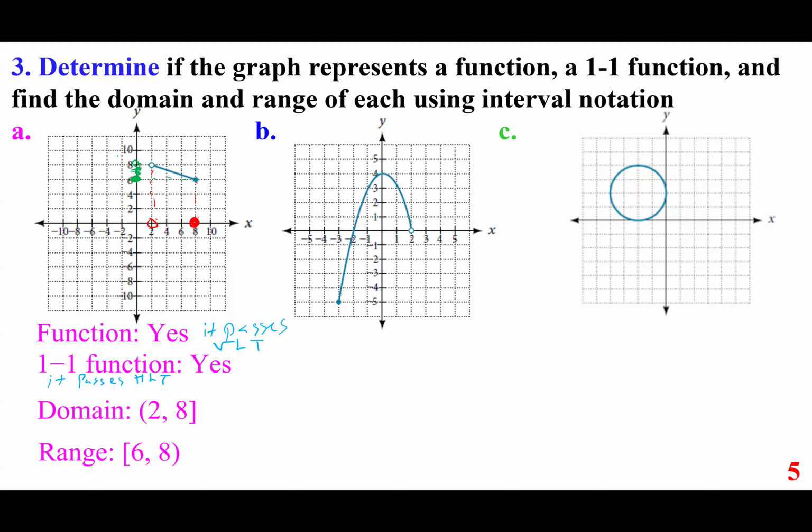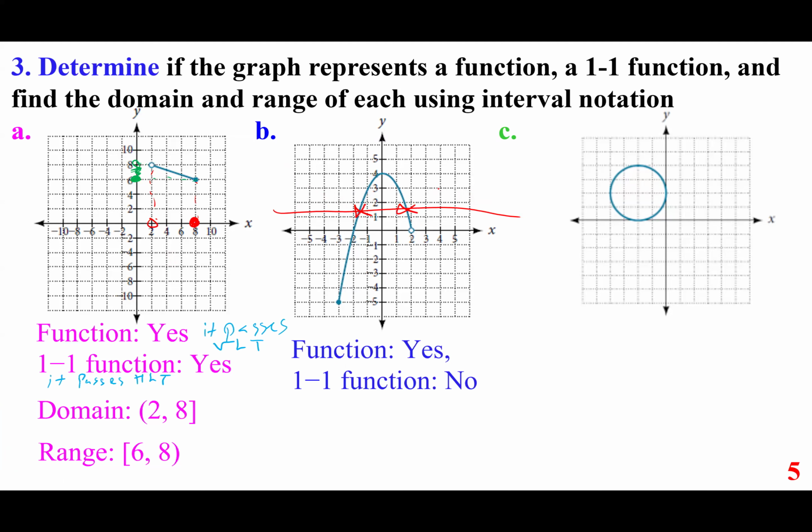Part B, is this a function? Yes. Is this a one-to-one function? No. Why is that? There is no way to come up with a vertical line that crosses the graph more than once. But as you can see, you can come up with infinitely many horizontal lines that cross more than once. They have the same y coordinate, different x's. That's why it's not a one-to-one.